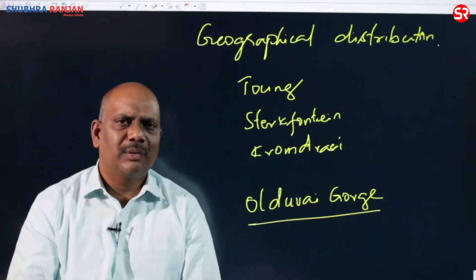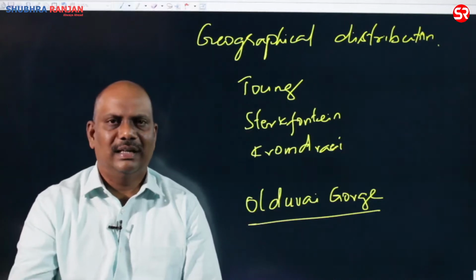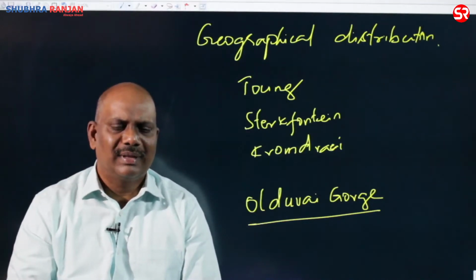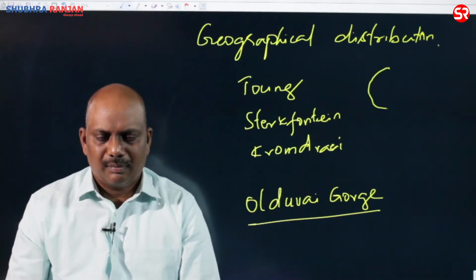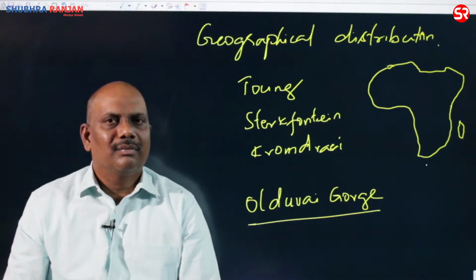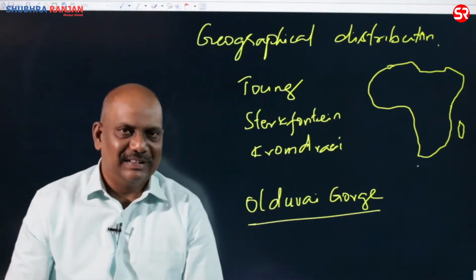Got it? Okay. I am giving you a small assignment. In your notes, you can see all these sites. Try to draw a map of Africa. It's very easy. Very easily you can draw. How easy it is to draw Africa. So you need to practice this, okay?